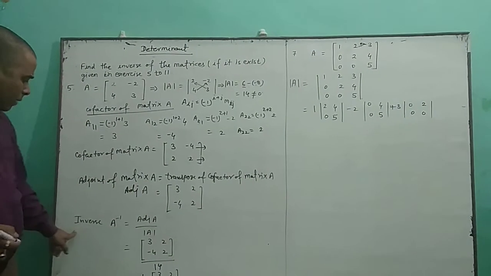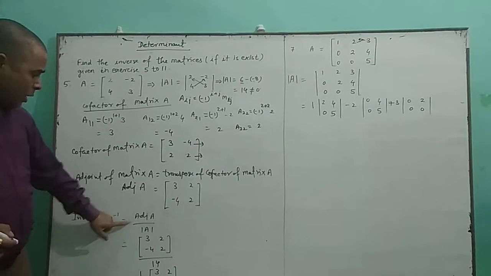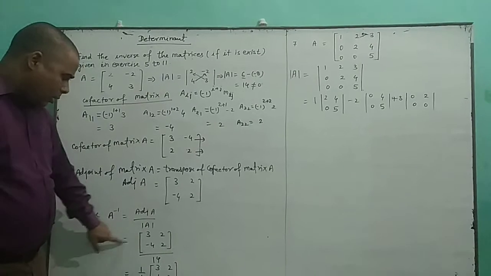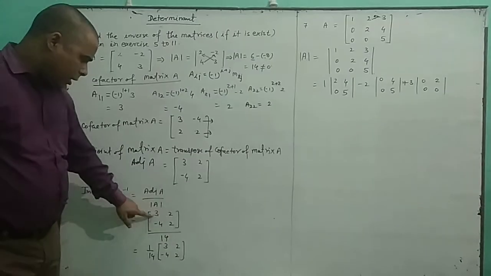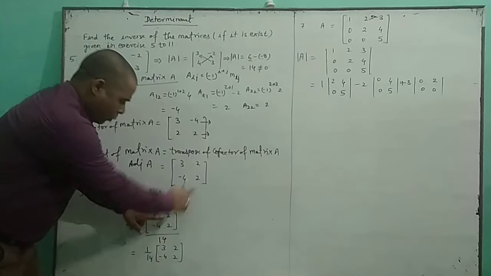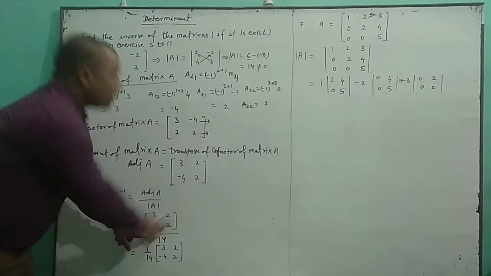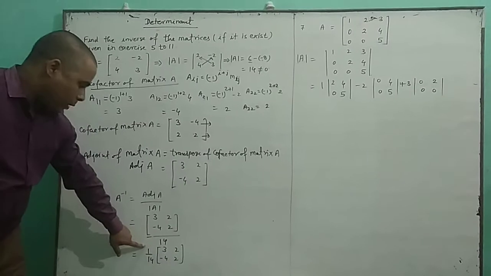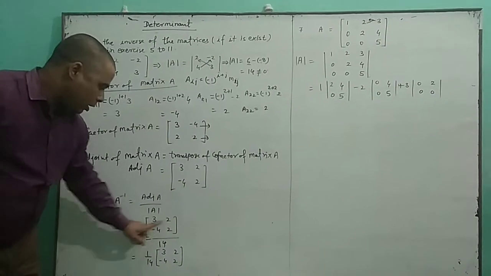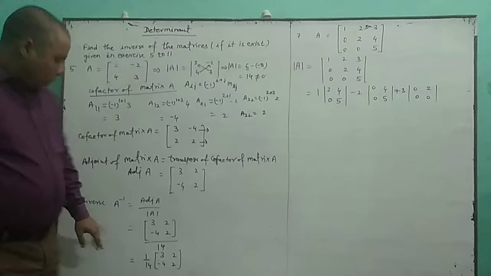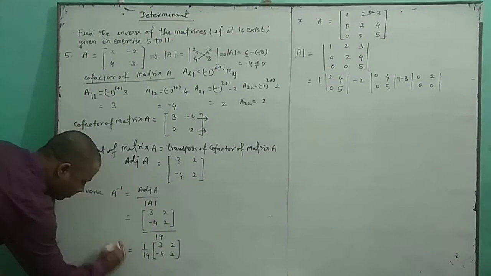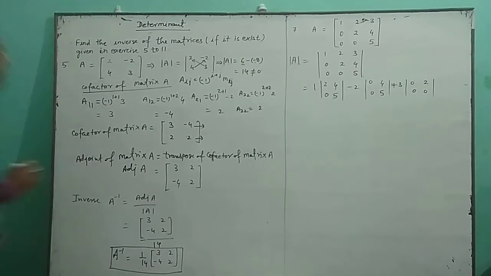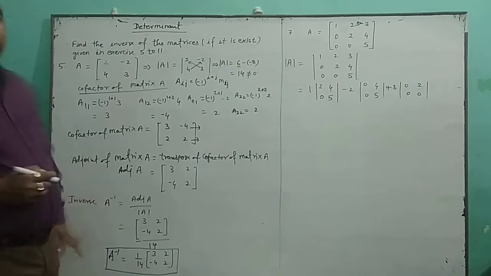Now the inverse formula is here. A inverse is equal to adjoint of A upon determinant of A. So here adjoint of A is [3, 2; minus 4, 2], upon determinant of A. Determinant of A is 14, so we write 1 by 14 times [3, 2; minus 4, 2]. This is the inverse of the given matrix by using the determinant method. This is the 2 cross 2 matrix.